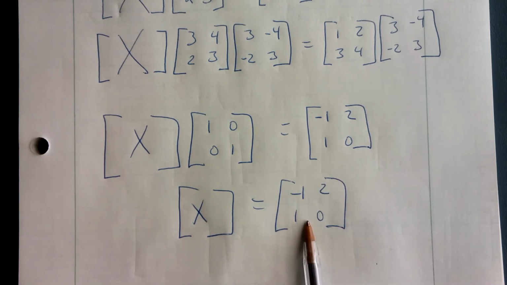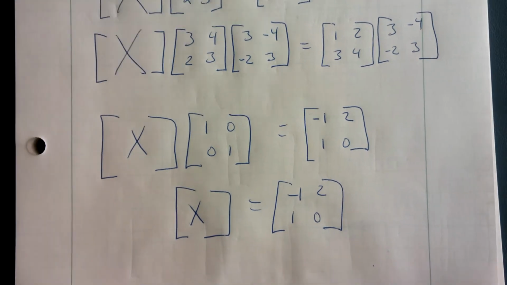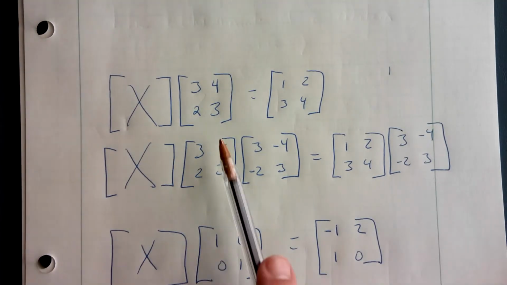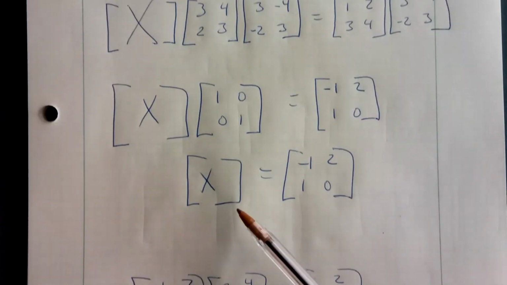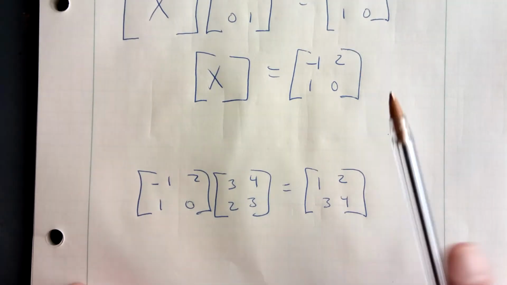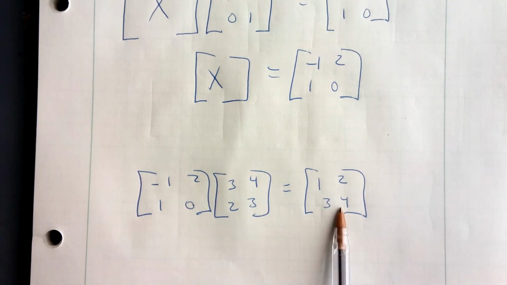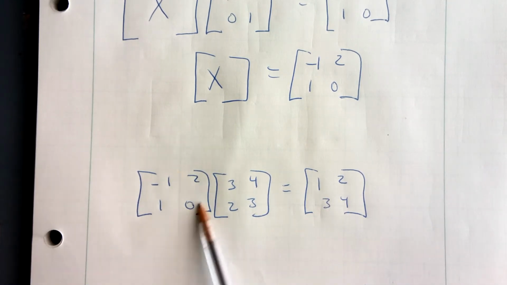And so if I took this matrix and plugged it back in to this original matrix up here, so 3, 4, 2, 3, I'm going to do it down here. I'm using this inverted matrix right here, times that, I get that solution of 1, 2, 3, 4. So that was my solution.